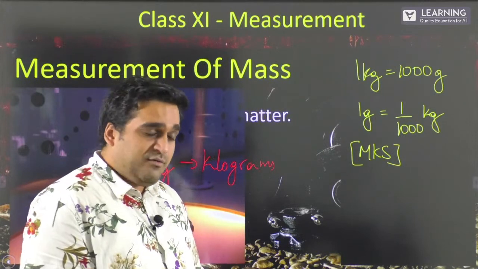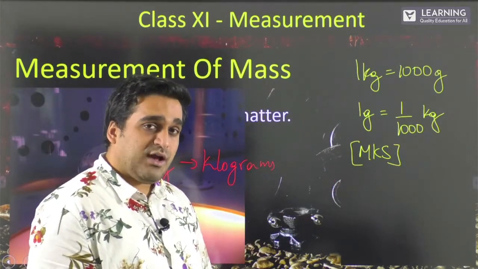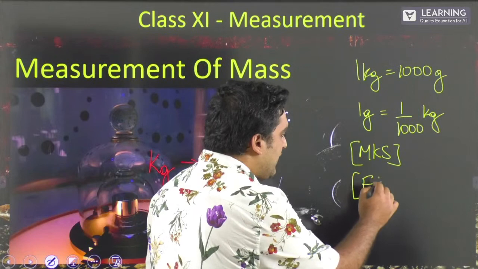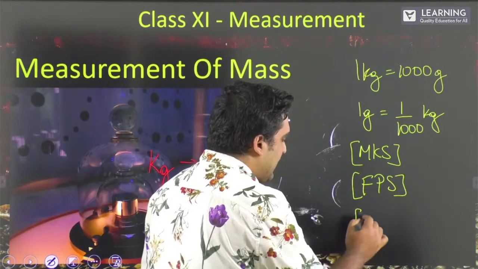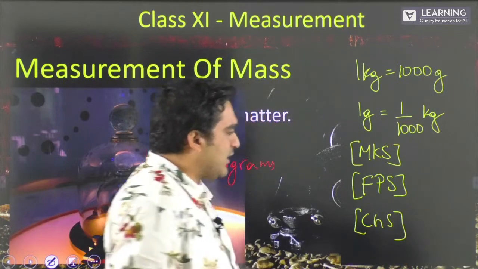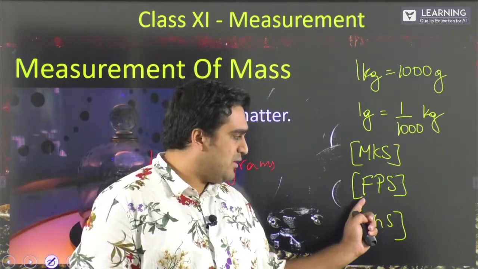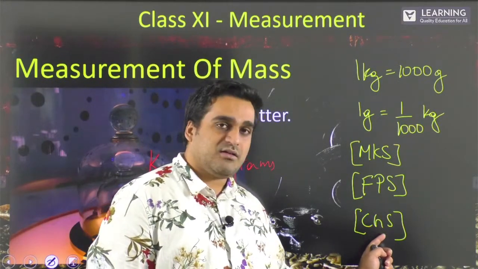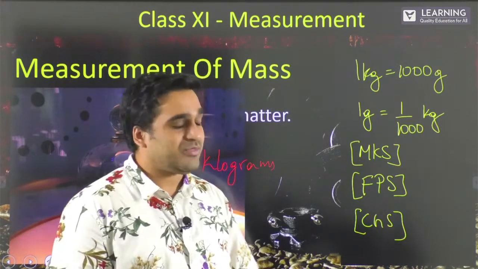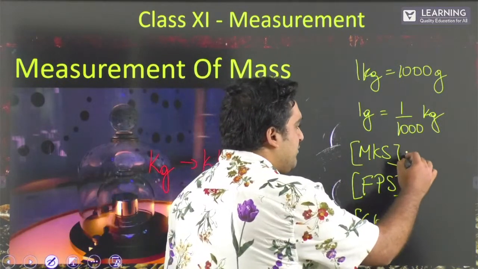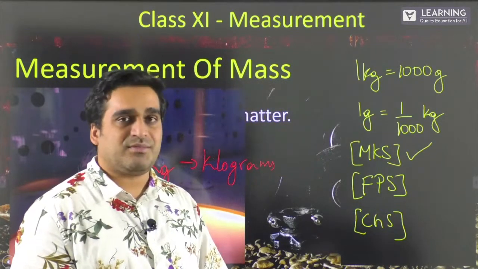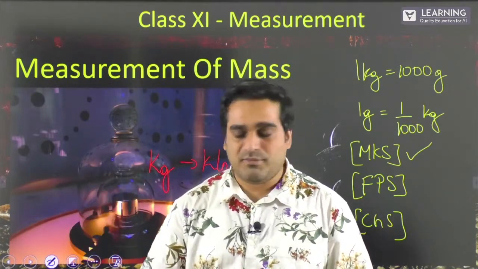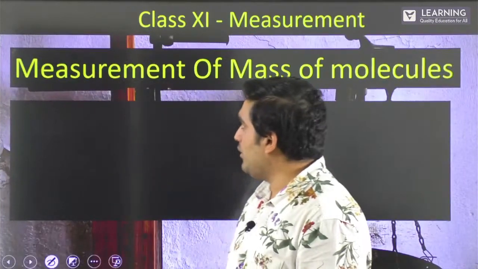But apart from using it for the scientific purpose, when you move to a different country, you have different metric systems such as FPS and CGS metric systems. FPS stands for foot, pound, seconds, and CGS for centimeter, gram, and seconds. But for scientific purpose, we use the MKS metric system. Therefore, remember the SI unit is always a kilogram for a mass.